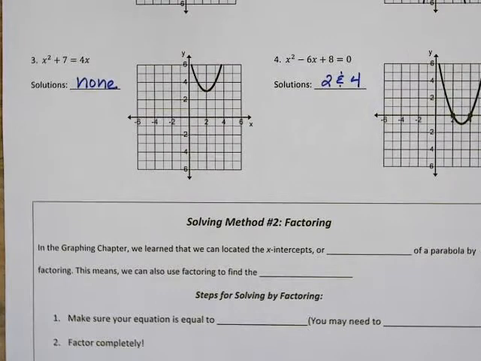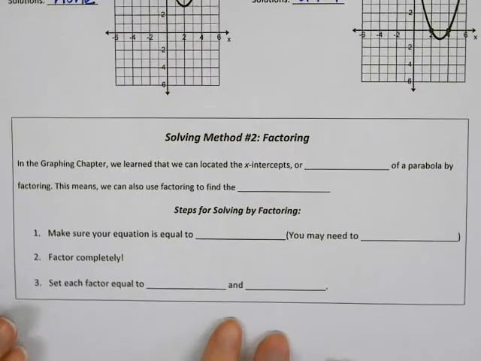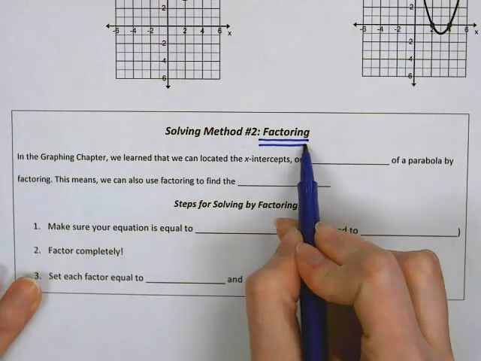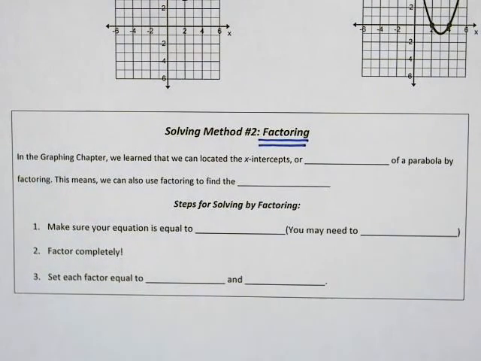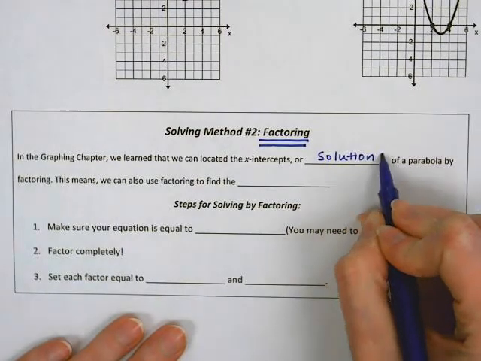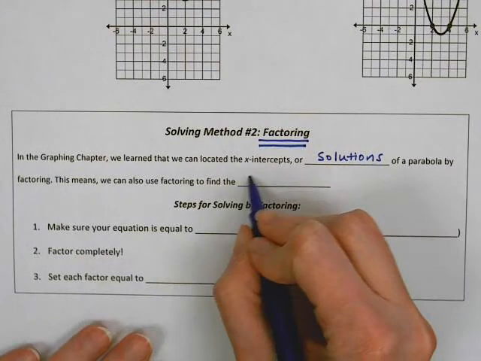Okay, now what if you don't have a graph? And if you don't have a graph, the way that you are going to solve is by factoring from Chapter 8. Okay, so we can find the x-intercepts or solutions of a parabola by factoring. This means we can use factoring to find the zeros.